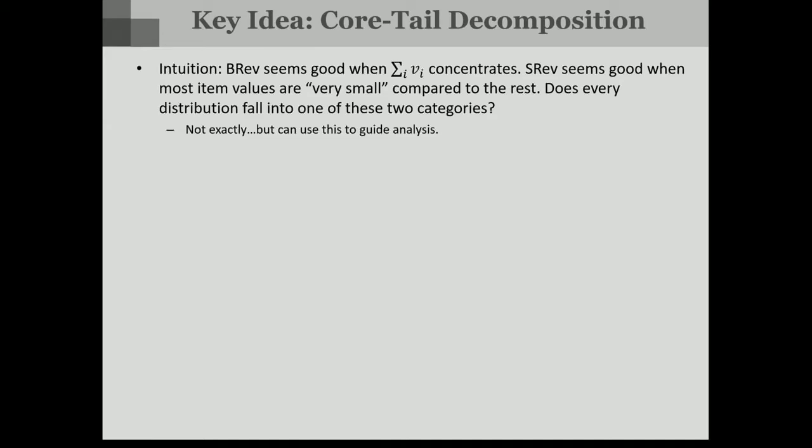So the intuition that we gain from these examples is that Brev is good when the sum of values concentrates, and Srev seems to be good when most item values are very small compared to the rest. So we can ask, does every distribution fall into one of these two categories, where either Srev is good or Brev is good? The answer is not exactly, but we can still use this intuition to guide the analysis.